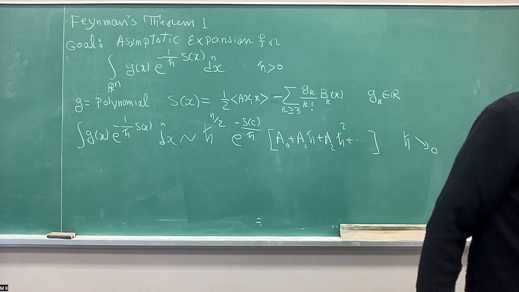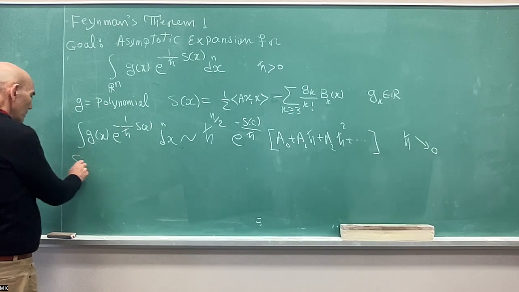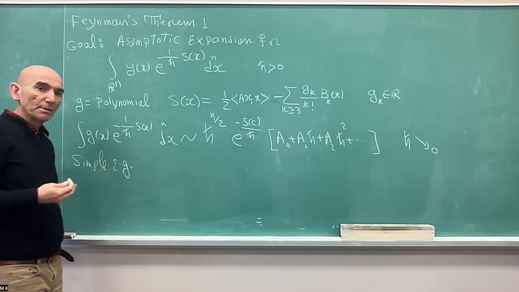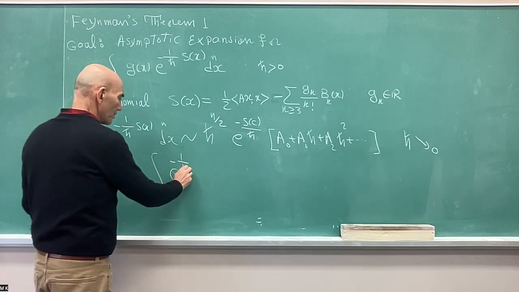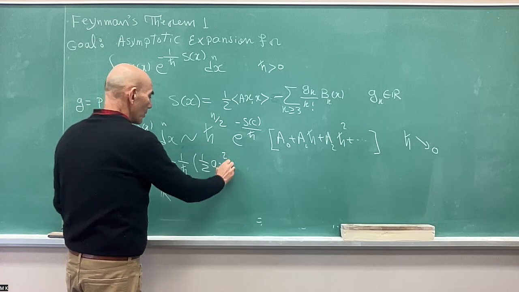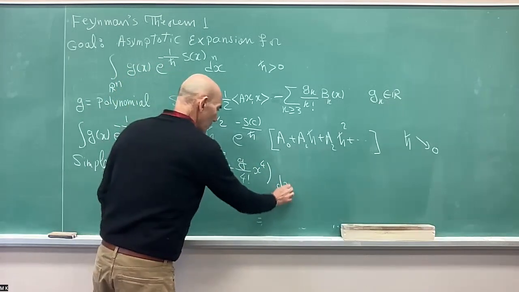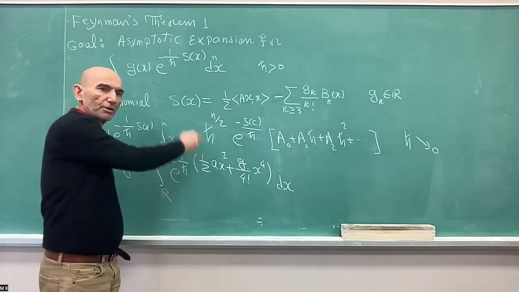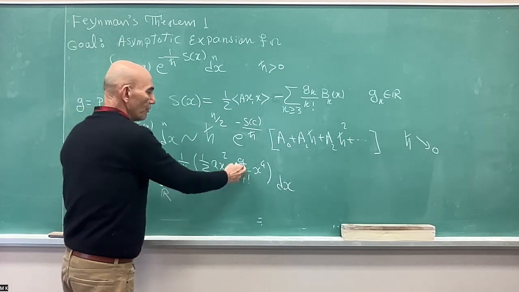Okay, now let's look at a very simple example. Let's take just a one-dimensional integral over R of exponential of minus 1 over h bar times 1/2 A x squared plus g over 4 factorial x to the 4, dx. This is exactly the one-dimensional version of this, where the matrix A is just this number A, and A is positive, and there is this g4, we call it g.